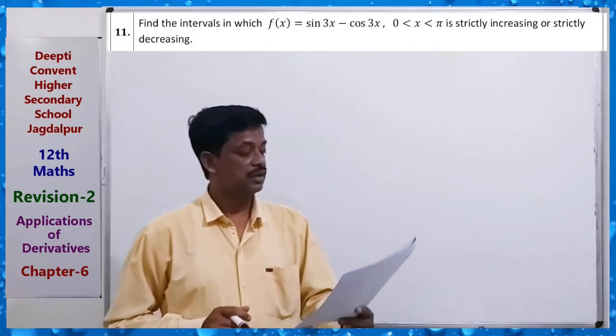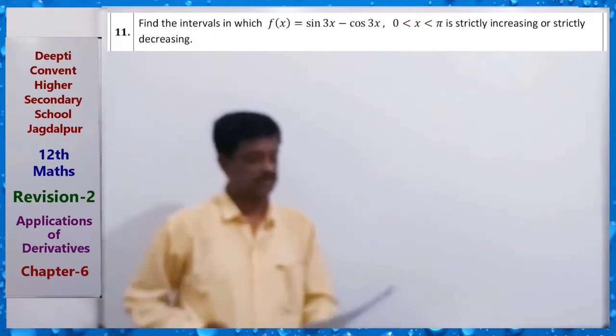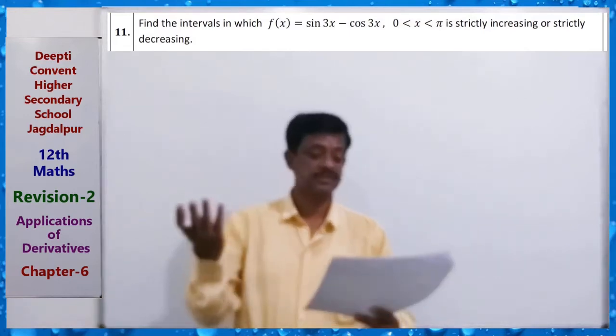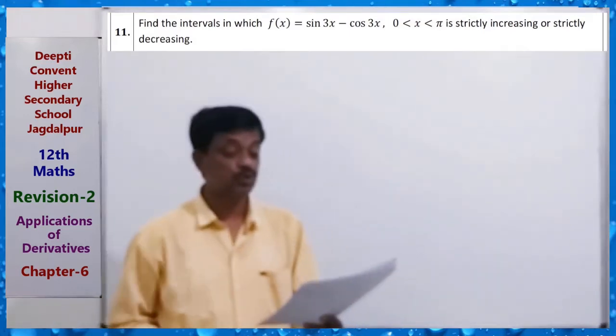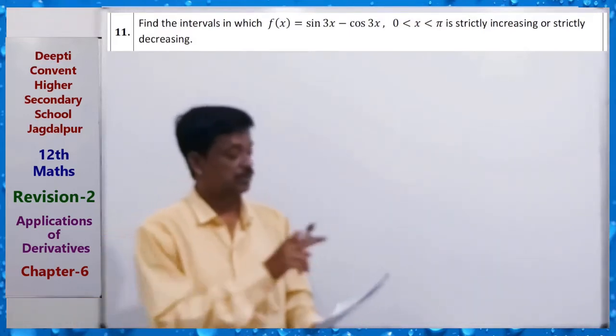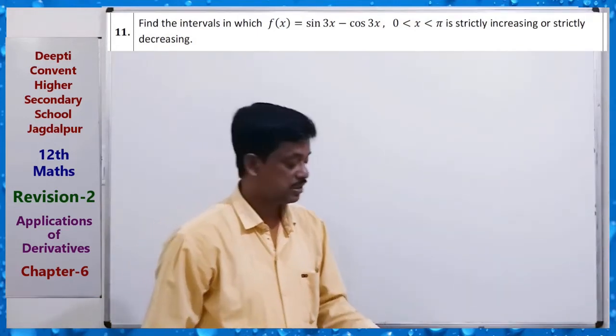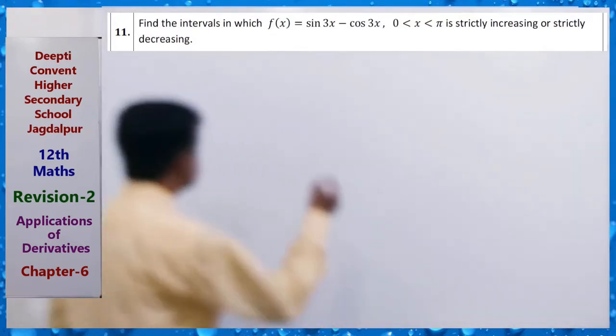Question 16 is similar also: finding the interval where a function is given, sin x minus cos x, where x lies between 0 to 2 pi. Now in question 11, we have to solve question 11. Okay, so solution.